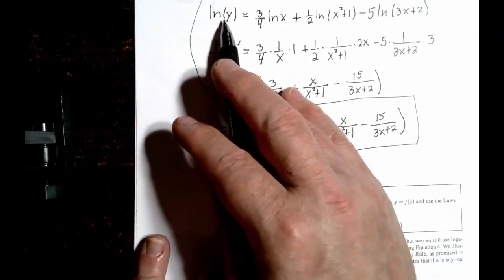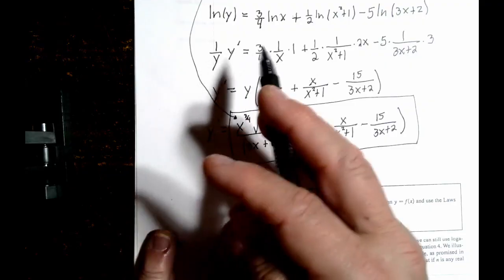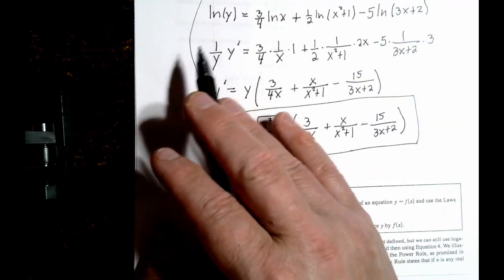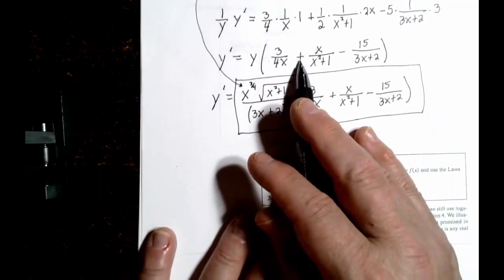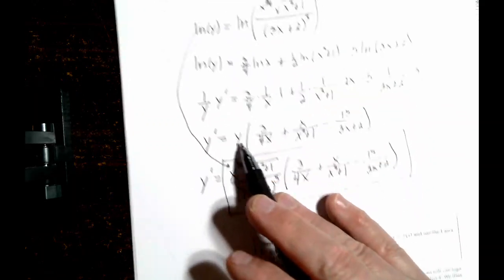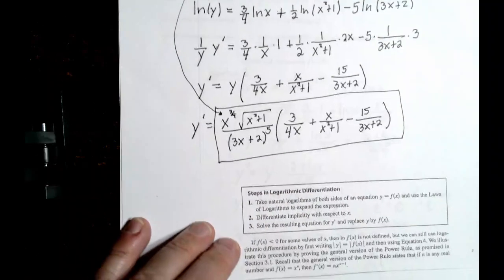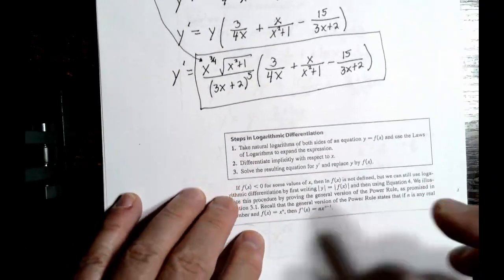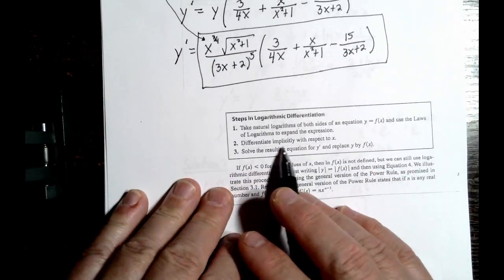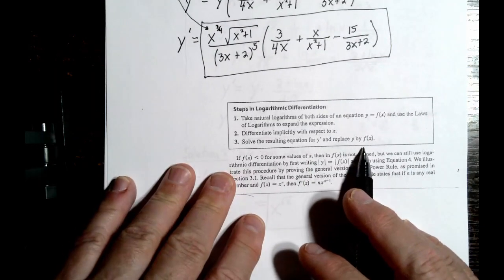Now, on the left, when you took the derivative of ln of y, you get 1 over y times y prime. Because we're doing implicit differentiation, when you take the derivative of y, you get a y prime there. Now, if you solve that for y prime, you have to multiply both sides by y, and you get this. Now, remember what y equals. Y equals this guy here. So take that and put it in place of y, and then you've got your answer. All right? So the steps for logarithmic differentiation are: take the logs of both sides and then use the log rules to expand it. Then you do implicit differentiation, solve your result for y prime, and replace y with f.